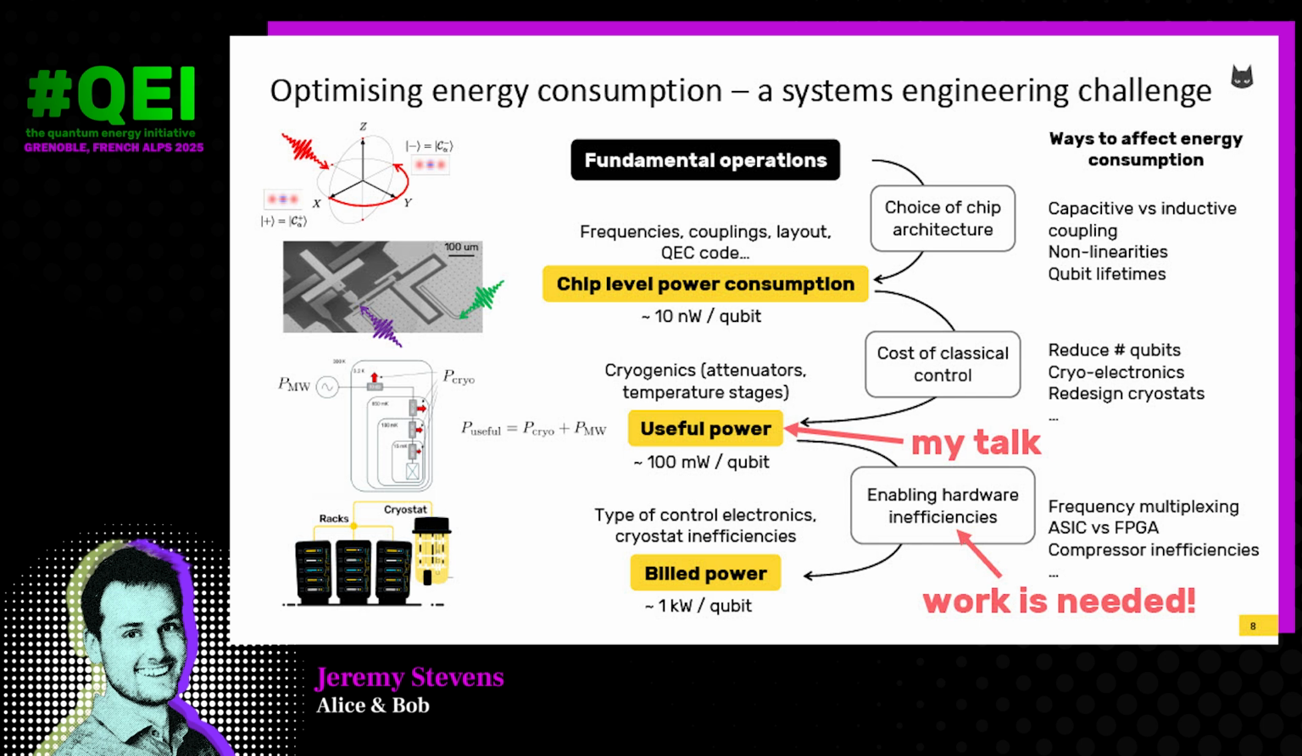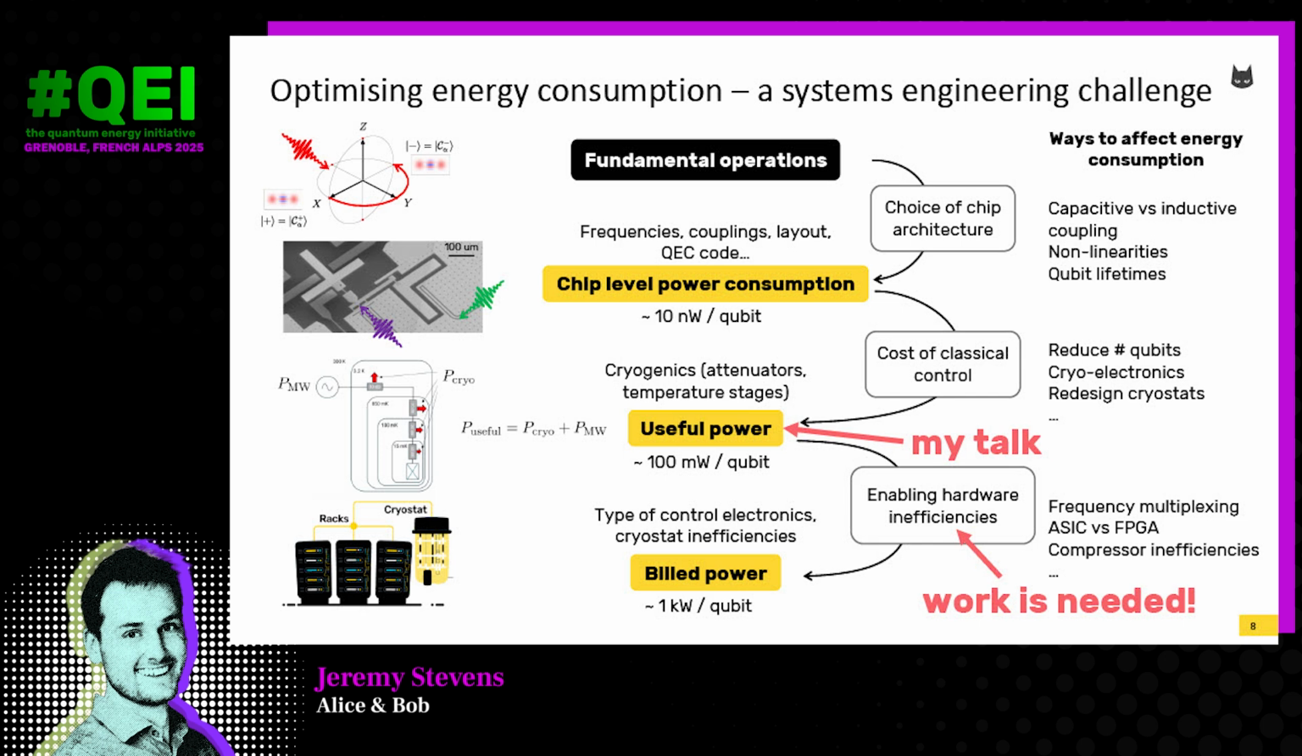We have EDF in the room, and I'm sure they're pretty disappointed by this number. They're like, we're not going to make any money off this. And thankfully for them, it's actually not the power. It's not the amount of power we have to pay to the energy providers. This is the build power, and the reason is that the enabling hardware we use is inefficient. So there's this massive overhead between the useful power and the build power in our systems.